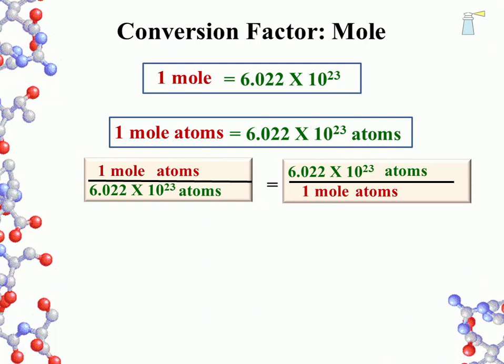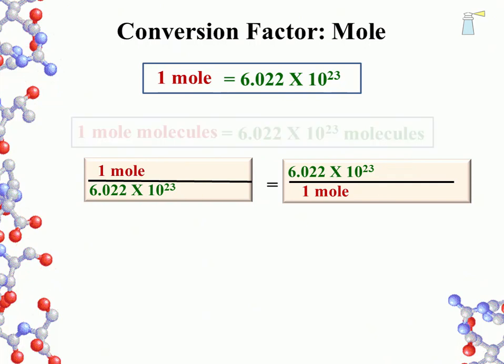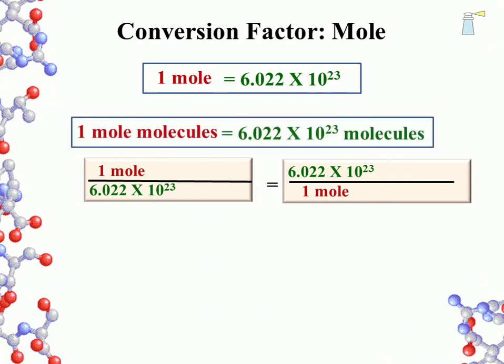But the mole is not just for atoms. The count can be of ions, which can be included in the unit factors. The second unit factor reads as 6.022 times 10 to the 23rd ions over 1 mole of ions. Same logic with the count of molecules. Molecules are added to the unit factor, producing a couple of equalities. The point here is that the mole is a number, not a number of atoms or a number of ions or a number of molecules. It is just a number.